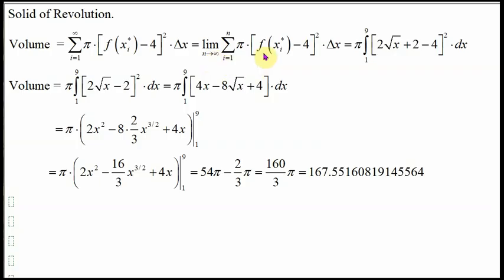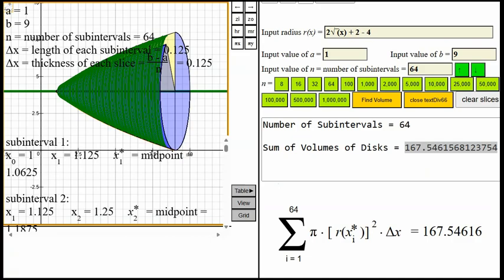And then once again, f of x sub i star minus 4, this is the ith radius of the ith cylinder. And then when this limit exists, we define it as the definite integral from 1 to 9. And then for this particular example, f of x was 2 times the square root of x plus 2, and then minus 4. And then we have dx. The 1 and the 9 here, if we look back at the graph, we will see x equal to 1 to x equal to 9. So that's where the 1 and the 9 come from.